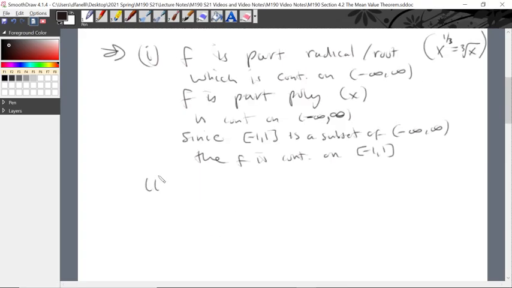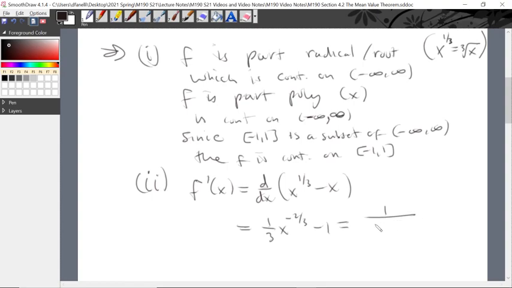And what about differentiable then? Well, let's see. Is the cube root function differentiable for all real numbers? Well, we can check and see. Let's take a look at what the derivative is, f prime of x. The derivative with respect to x of x to the 1/3 minus x equals 1/3 x to the -2/3 minus 1. Another way to write that is 1/3 times the cube root of x squared, and then minus 1.